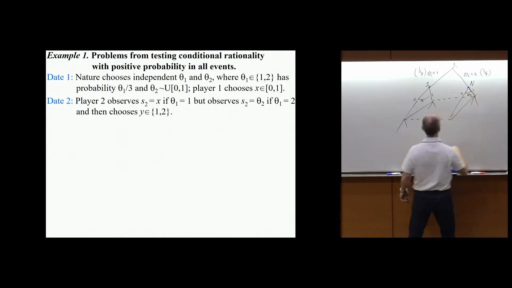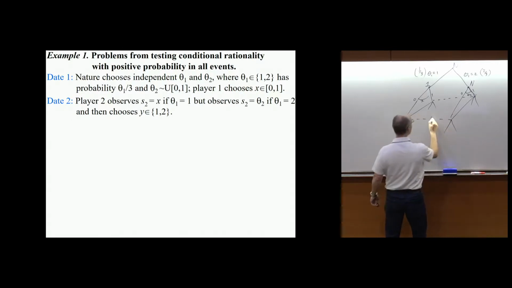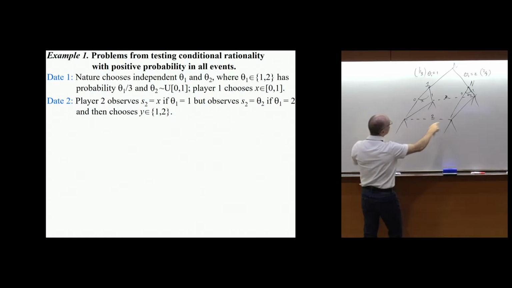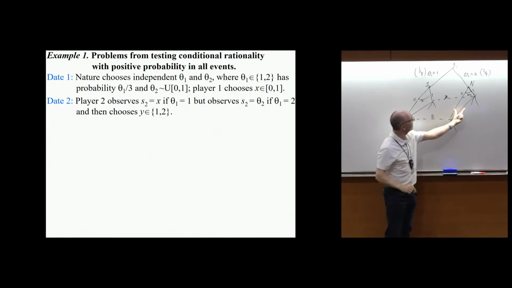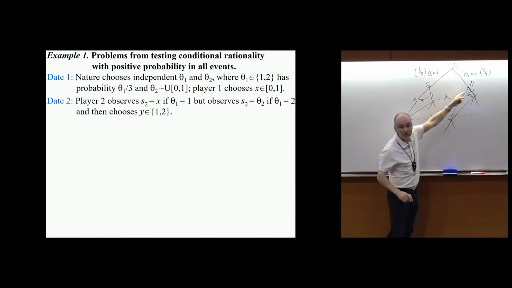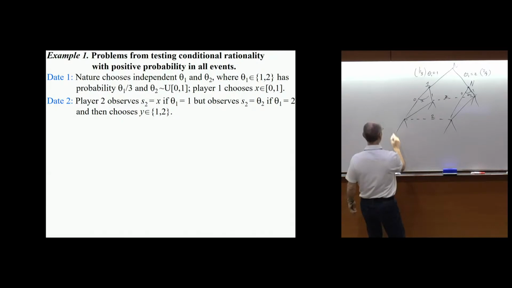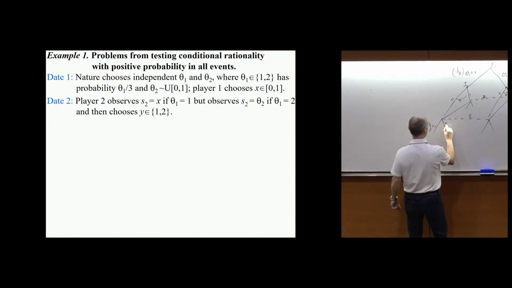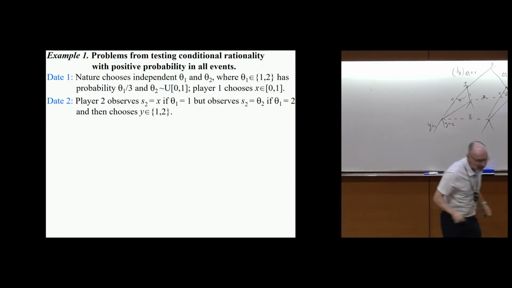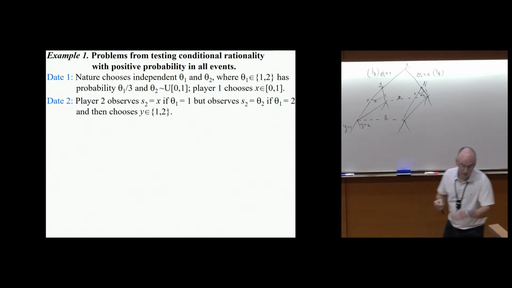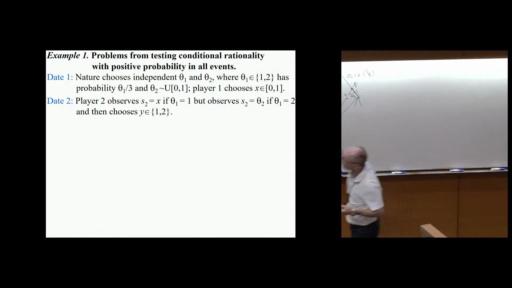Also between 0 and 1. And player 2 doesn't know whether the number that was chosen was the x or the theta 2, and that depends on whether theta 1 is equal to 1 or 2. Okay, so player 2 is going to choose y, either 1 or 2. Yes, I am. Okay, so that's this game.